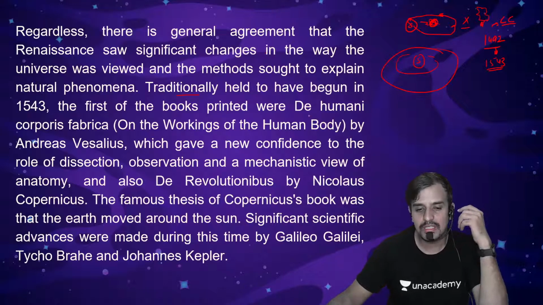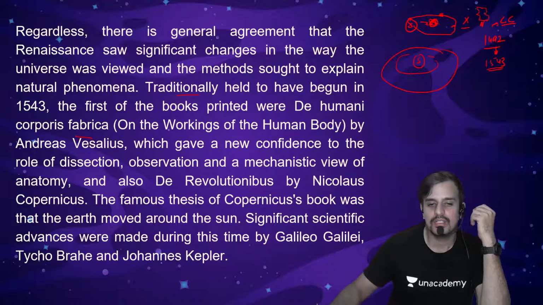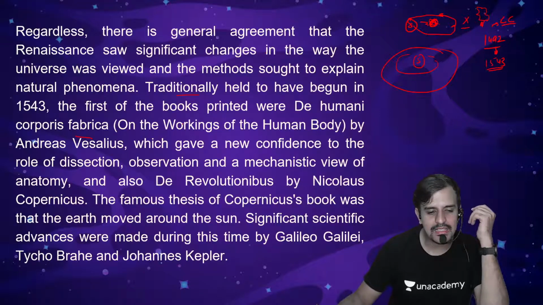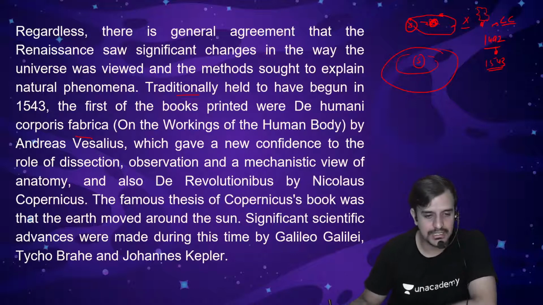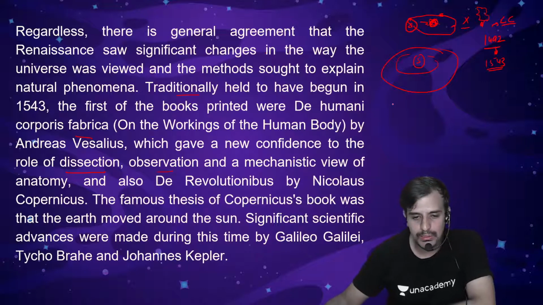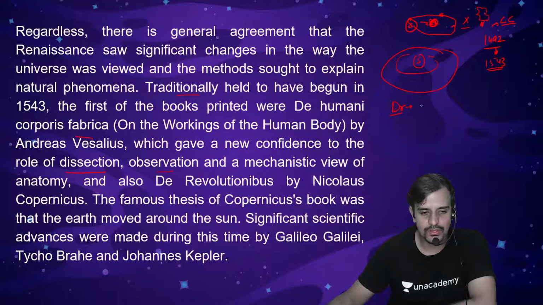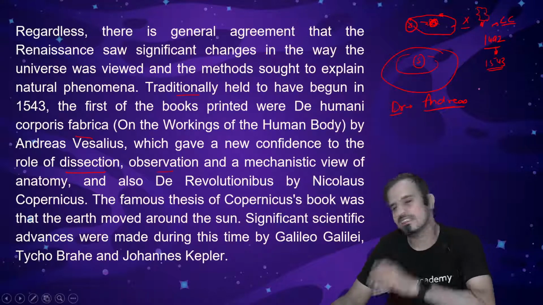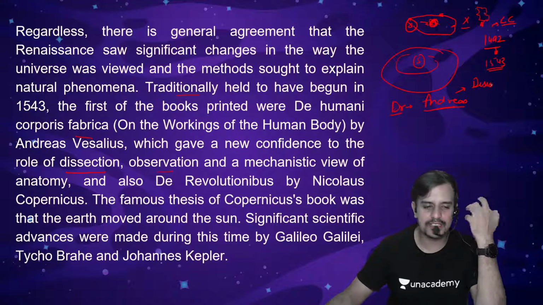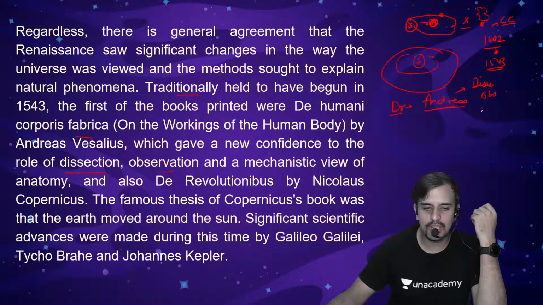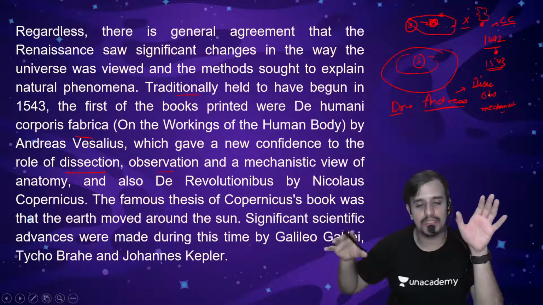The first of the books printed was De Humani Corporis Fabrica, on the workings of the human body by Andreas Vesalius, which gave a new confidence to the role of dissection, observation, and a mechanist view of anatomy. So there was a new doctor in the world, whose name was Andreas. He propagated that dissection and observation should be there, and a mechanist view of anatomy, meaning how things work in a human body.